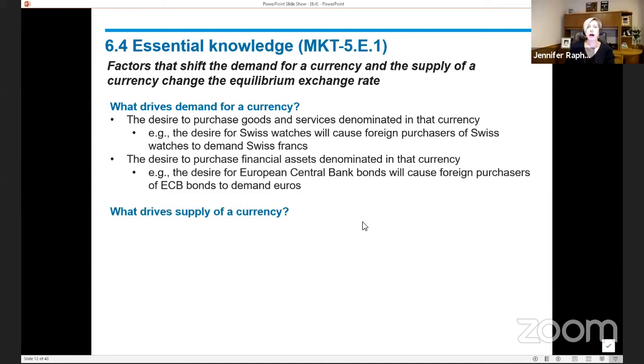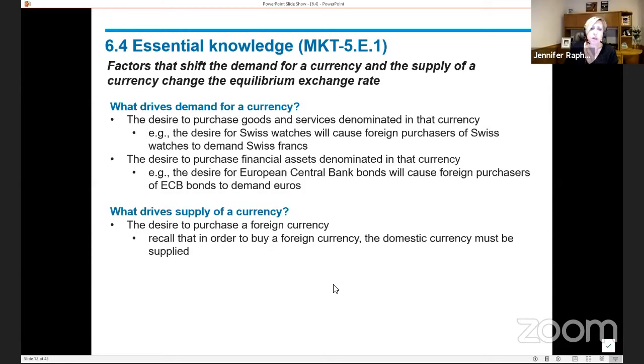Now, what drives the supply of a currency? And it's really kind of simple. It's the desire to purchase a foreign currency. So if I want to buy a good or service in another country, if I want to purchase a financial asset in another country, I'm going to supply my domestic currency in the foreign exchange market in order to be able to buy the foreign currency. So a real broad generalization of what drives the supply of currency is the desire to purchase a foreign currency. Remember that in order to purchase that foreign currency, you have to supply your domestic currency first.